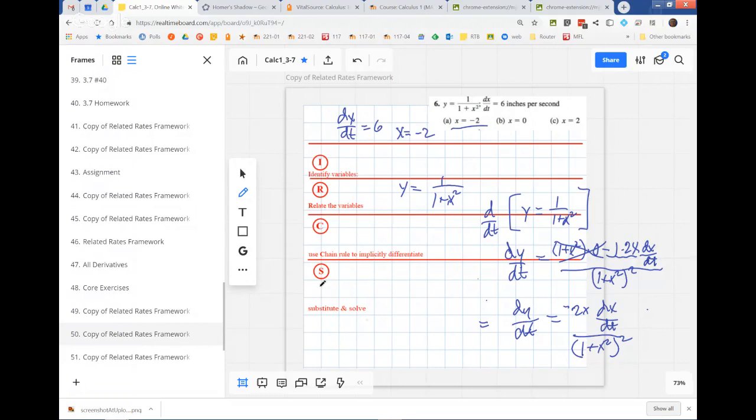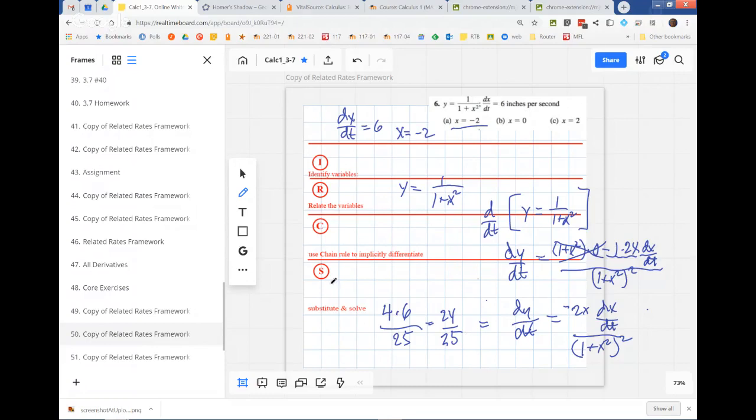So what do we get? 2 times x, which is -2, gives -4 times dx/dt, all over 1 plus x squared, squared. 1 plus 2 squared is 4, and 1 plus 4 is 5, and 5 squared is 25. So 24/25 is the solution for part A.